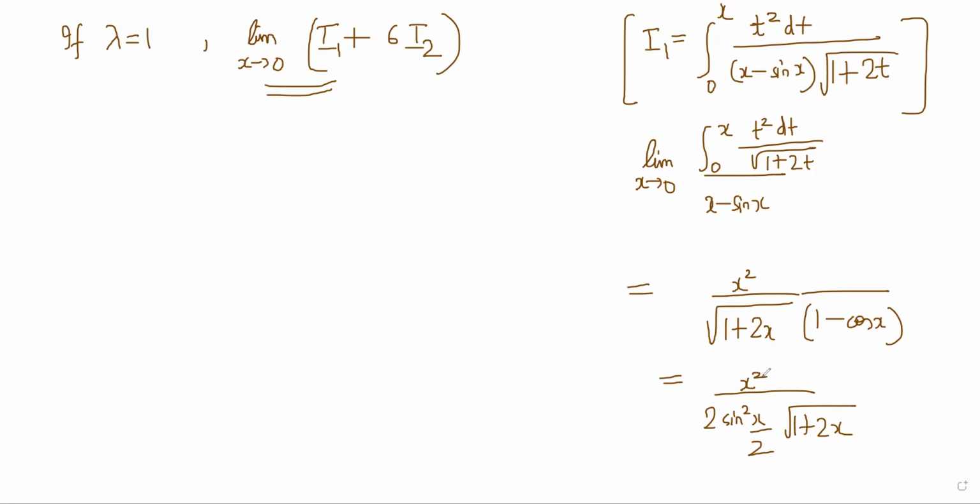And in the same manner as before, we divide by 4, multiply by 4, and the limit will come out to be 2, right? Same as before. So this I1, this part is equal to 2.